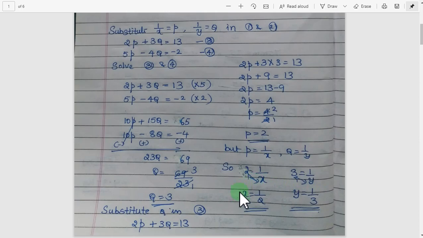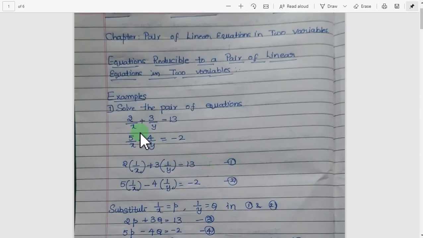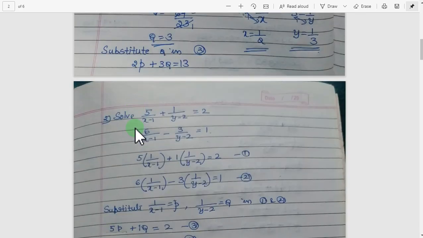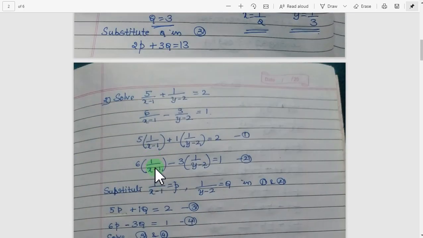So this is the value of x and y. If a question is given like this, finally we have to get the value of x and y. Second question, second example sum. Solve 5 by x minus 1 plus 1 by y minus 2 is equal to 2.